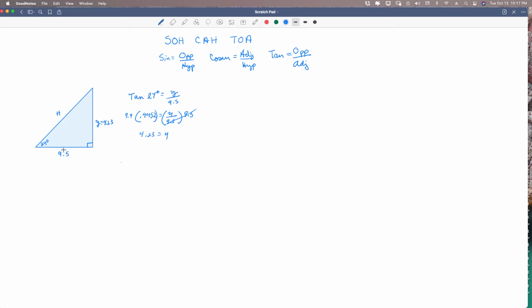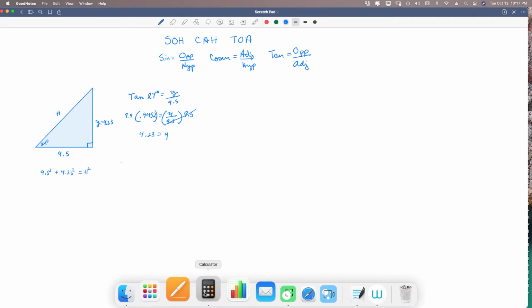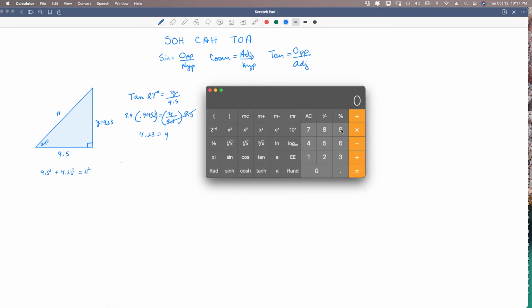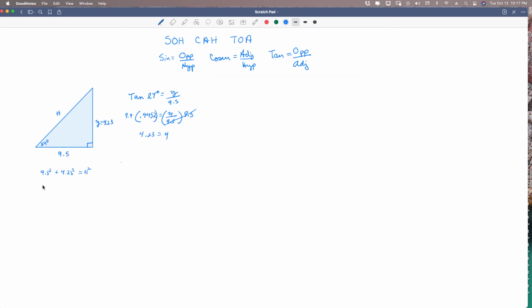Now that I have 9.5, a leg, and another leg, I can find the hypotenuse. We know how to do that. All I'm going to do is write out 9.5 squared plus 4.23 squared equals h squared. And then I'm going to get my squares for those. 9.5 squared is 90.25.